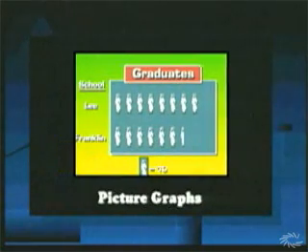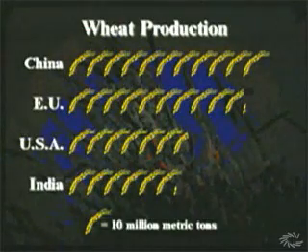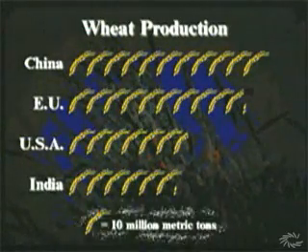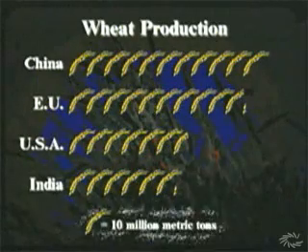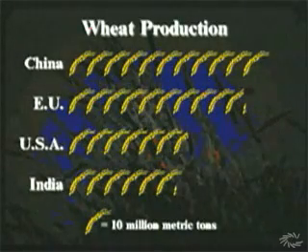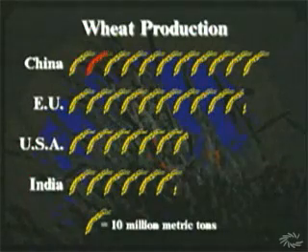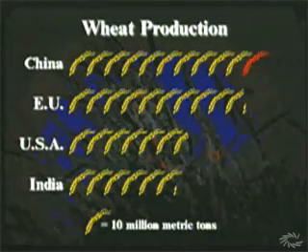Sometimes called picture graphs, they have small drawings or symbols that represent specific data. All pictographs have a key that explains what those symbols mean. Here, 1 wheat stalk represents 10 million metric tons of wheat. From this graph, you can tell at a glance that China produces the most wheat of the countries and region compared to it, the European Union, the United States, and India. If you quickly count the stalks, you can see that it produces 110 million metric tons of that grain.